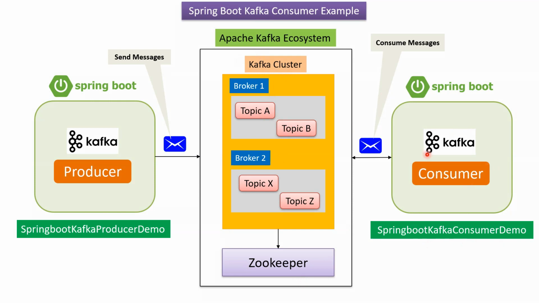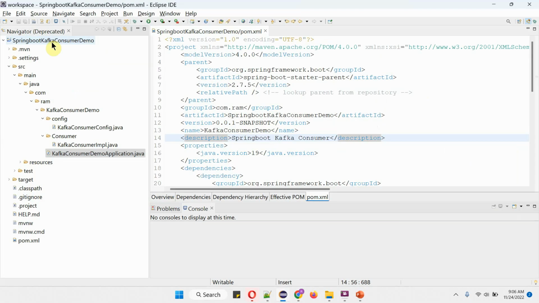It has Kafka consumer client code, and using this, the Spring Boot application consumes a message from a Kafka topic. We will see the code now. Here you can see the Spring Boot Kafka Consumer Demo project, its folder structure and the files. Here you can see the pom.xml file.